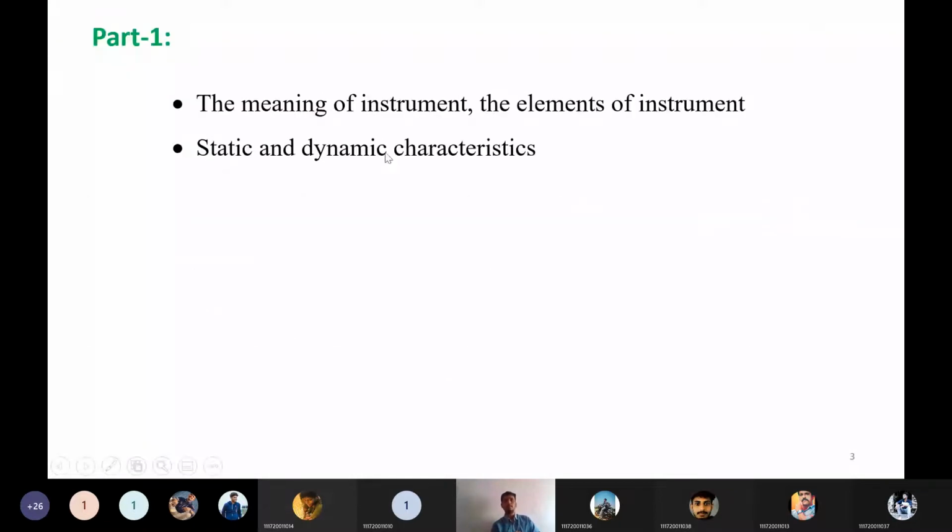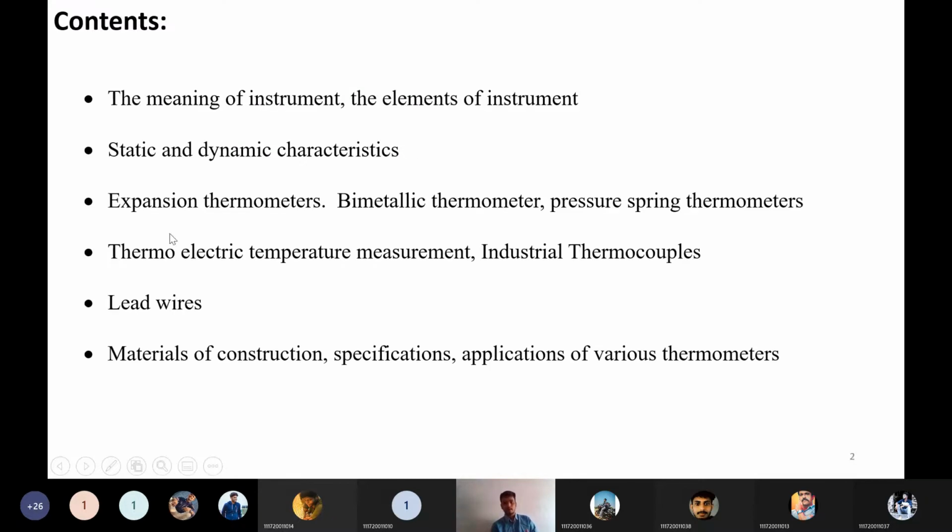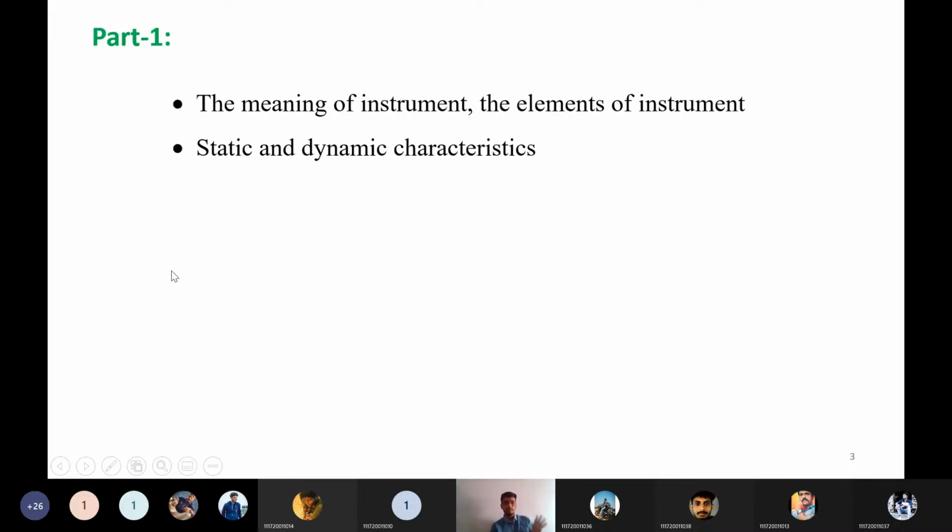The first part is the meaning of instrument, meaning of measurement, elements and functions of instrument, along with the static and dynamic characteristics of the instrument. The next part is expansion thermometers: solid expansion, liquid expansion, vapor and gas expansion thermometers. Then the third part is thermoelectric temperature measurement as well as thermocouples. This entire part we have taken as a third part for the convenience of understanding.